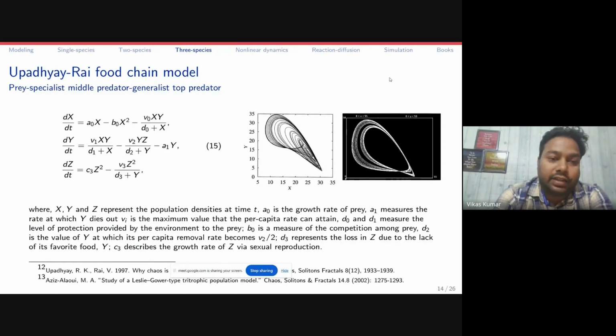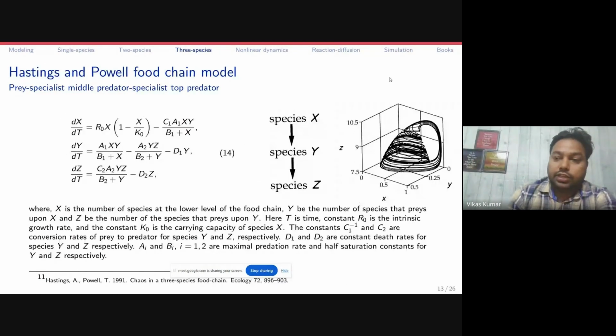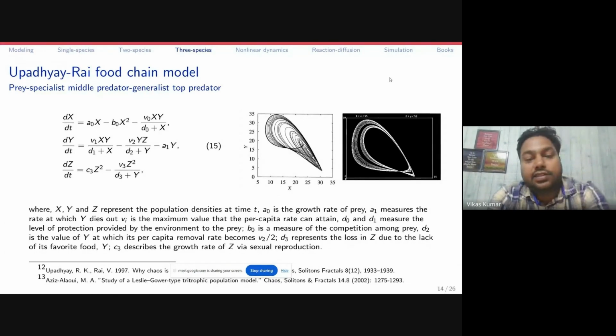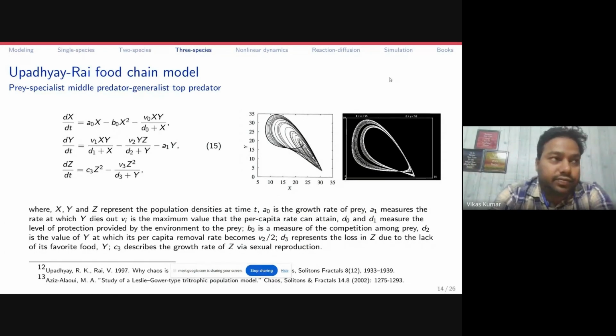People are controlling these models. They are applying different ecological factors, synchronizations, or control parameters to control these kinds of chaotic dynamics. I'm just showing you examples of how we can model these differential equations to model some real world phenomena.